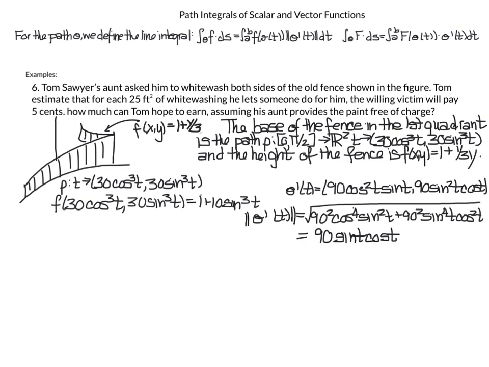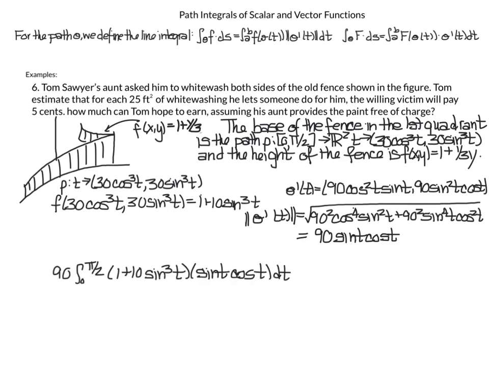So f of sigma of t, so f of, and our sigma is 30 cosine cubed and 30 sine cubed, is equal to 1 plus, and then 1/3 of the y term is 10 sine of t. I also take my derivative of my path, so I get 90 cosine squared t sine t and 90 sine squared t cosine t. I take the length of this integral because now it's a path integral. I need to multiply by the magnitude, and that's 30 sine cosine t.